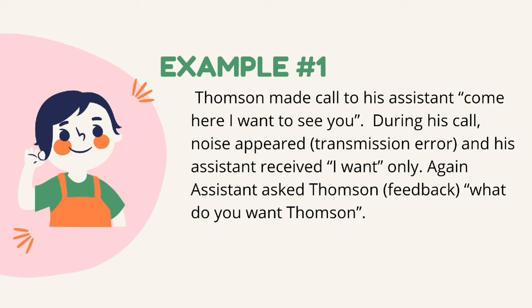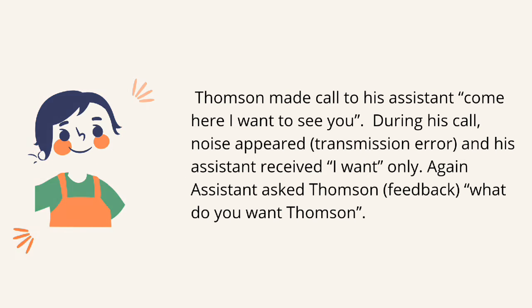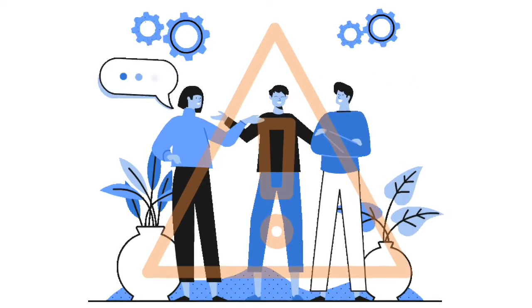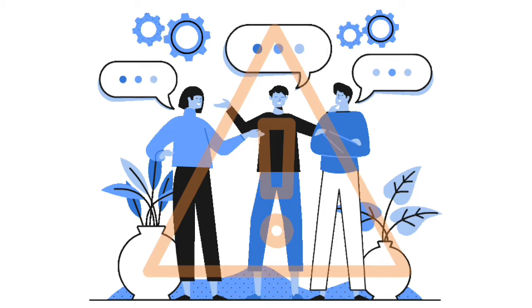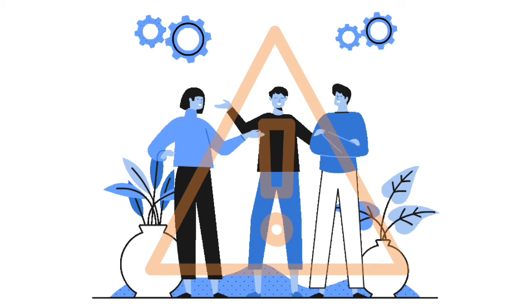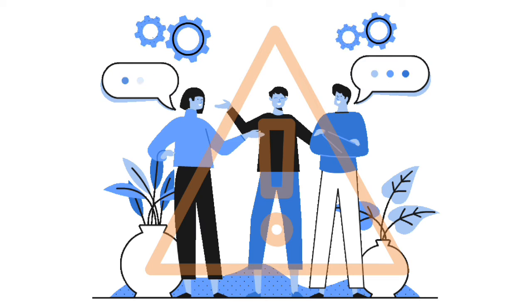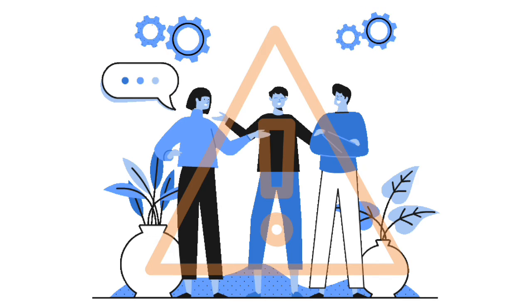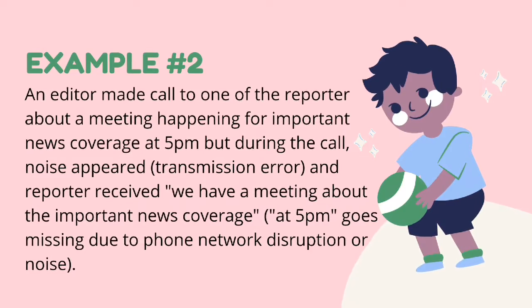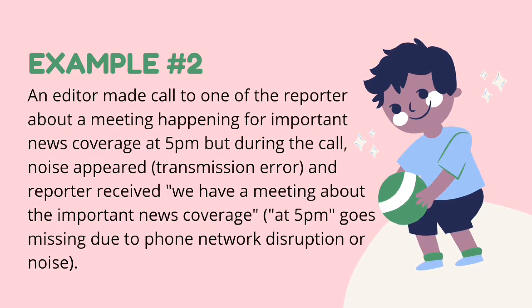In this example, the sender is Thompson, the encoder is the telephone, the channel is the cable, the noise is the distraction in voice, the decoder is the telephone, and the receiver is the assistant. Due to transmission error or noise, the assistant can't understand Thompson's message, the noise affecting the communication flow between them.